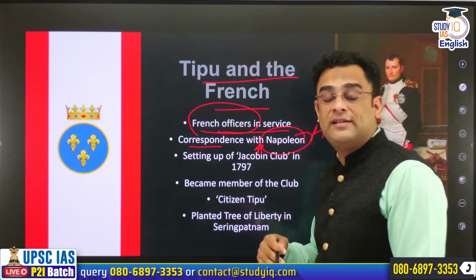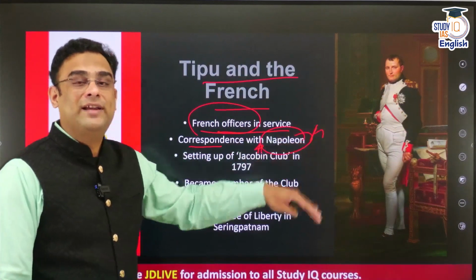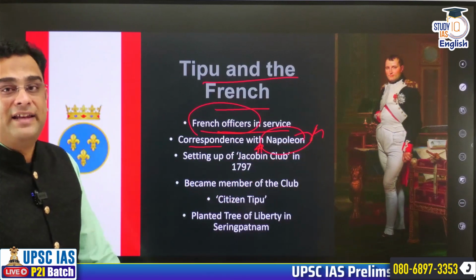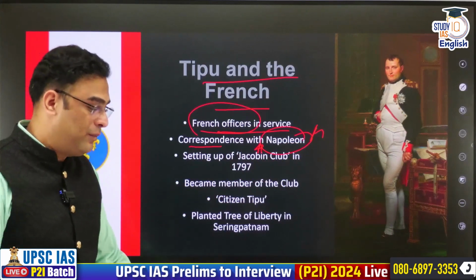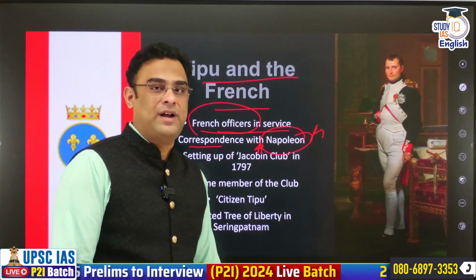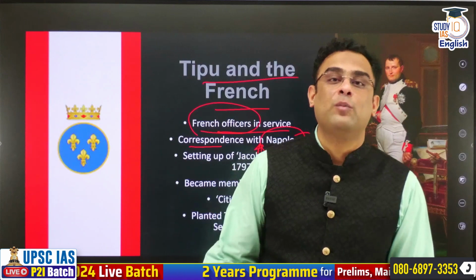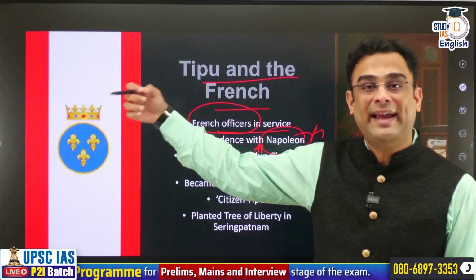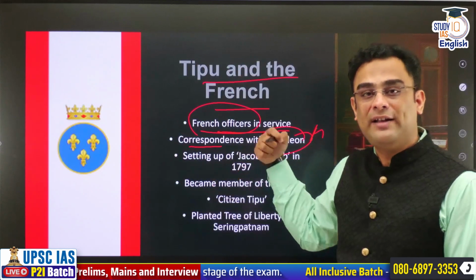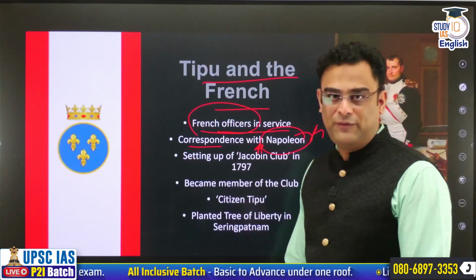Now, we have to understand a little bit of the geopolitics of that time. Napoleon in 1799 was in Egypt. Okay. And Britain was the arch rival of France. Napoleon had a plan to come to India. Tipu Sultan had written letters to him encouraging him to come to India to fight against the East India Company. Now, that plan never fructified.